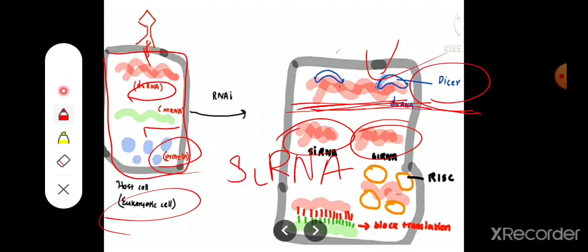Okay, and this dicer, after it breaks the double stranded RNA into small interference RNA, then there is a complex in the eukaryotic cell called RISC, that is the RISC complex.